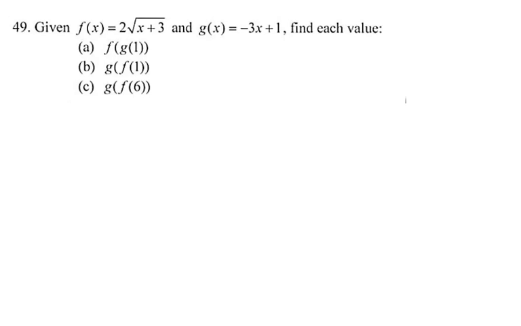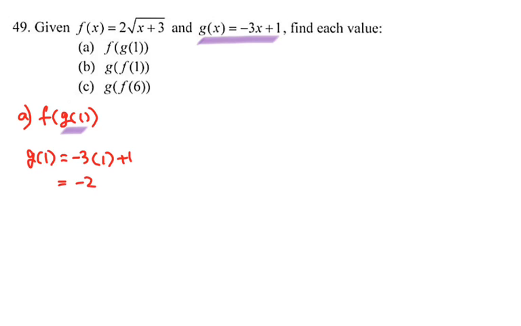Number 49, we're looking at composition of functions. For the first one, part A, one is plugged into the function g, and then the result will be plugged into function f. So in order to get f of g of 1, I'm going to calculate g of 1 first on the side. Negative 3x, instead of x I have 1, plus 1. That seems to be negative 2. So f of g of 1 now turns into f of negative 2.